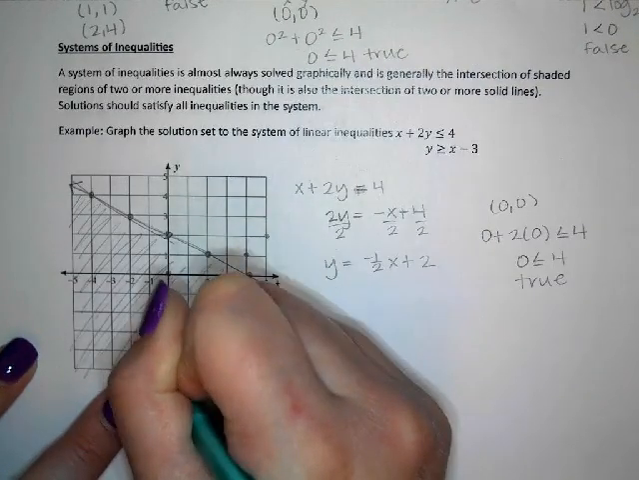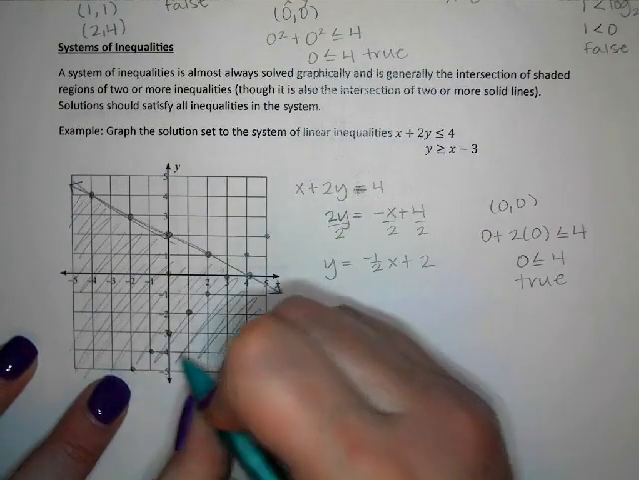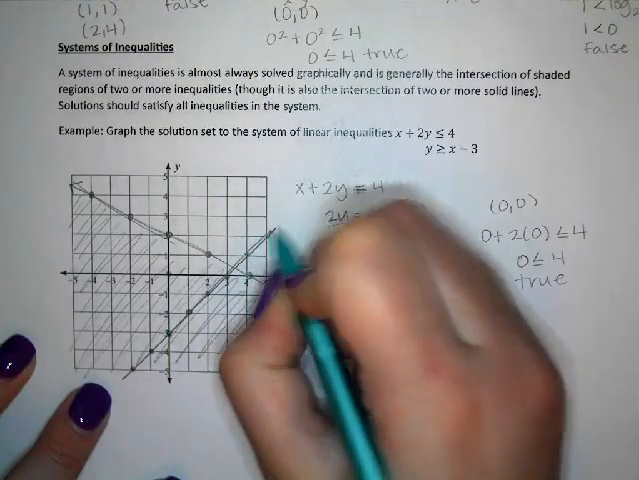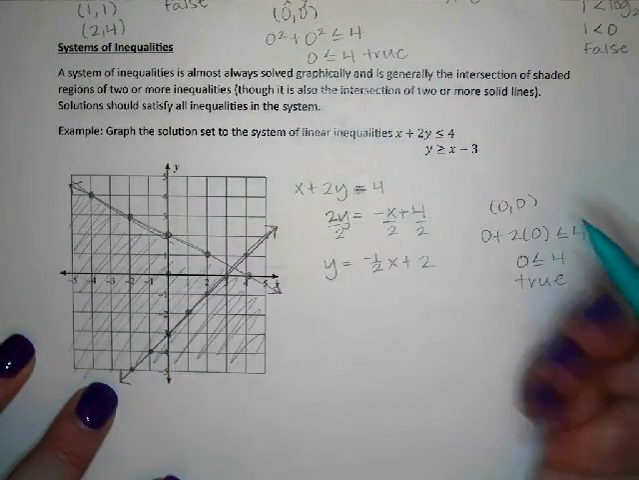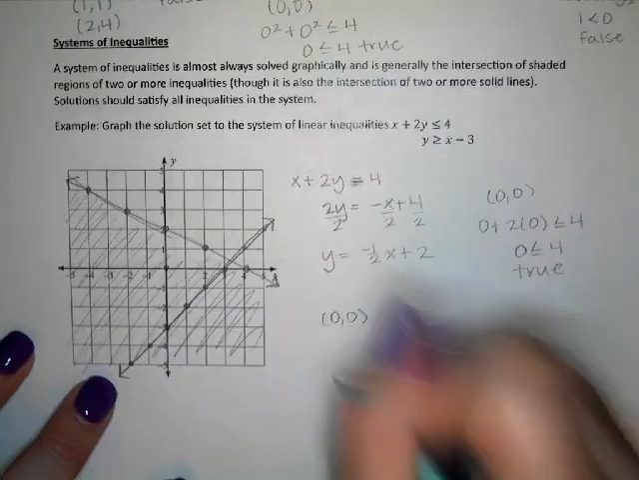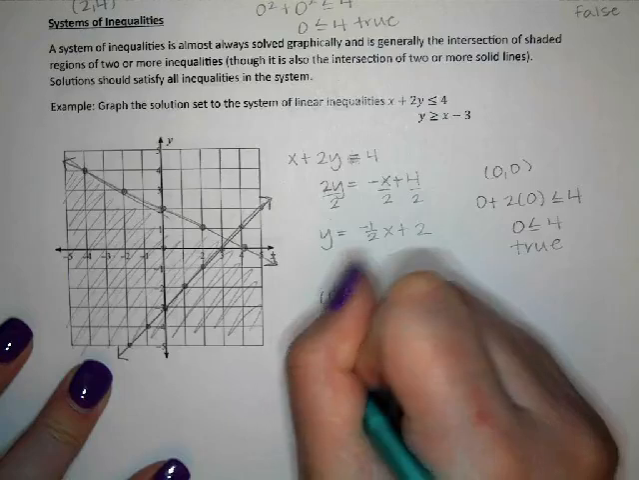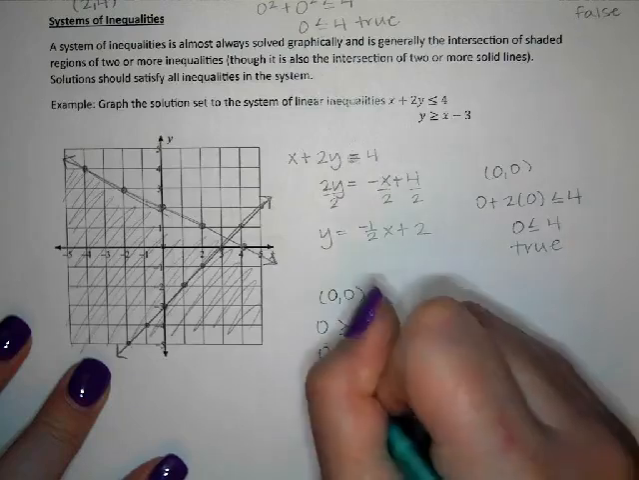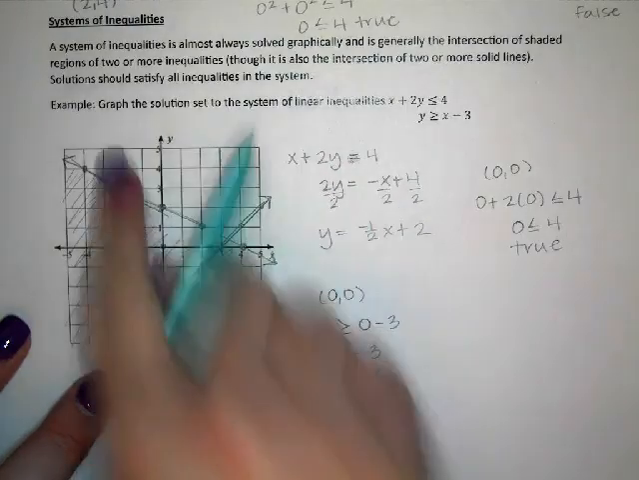And it says greater than or equal to, so that means we've got a solid line. And the point 0, 0 is going to work again, so I'll use 0, 0 for this one as well. 0 for y is greater than or equal to 0 for x minus 3. 0 is greater than or equal to negative 3, which is true. 0 is greater than a negative number. And so for this line right here, I can shade to the left of the line or to the right of the line, and 0 is to the left of the line, so I'm going to shade there.